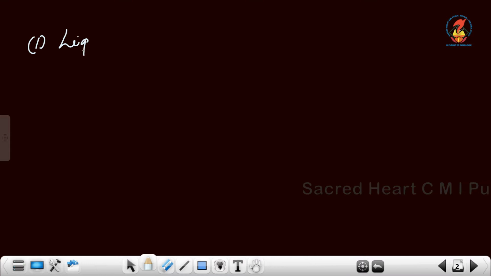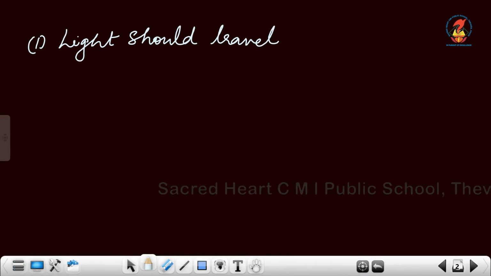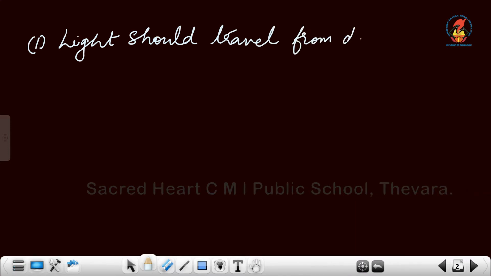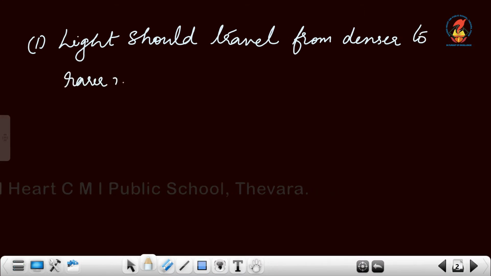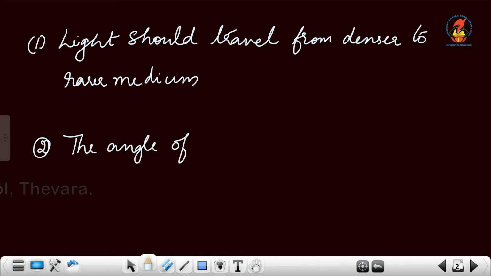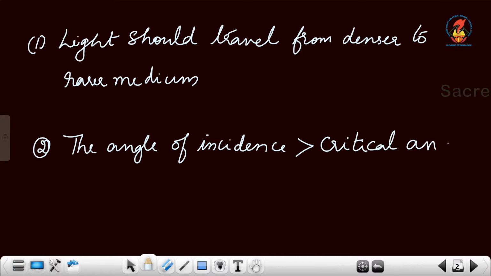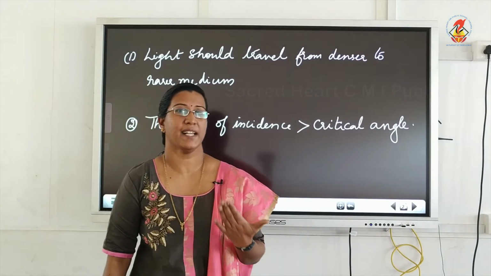First one, light should travel from denser to rarer medium, and the second condition is the angle of incidence should be greater than the critical angle of the medium. So if these two conditions are satisfied, then we can say TIR or total internal reflection has taken place.